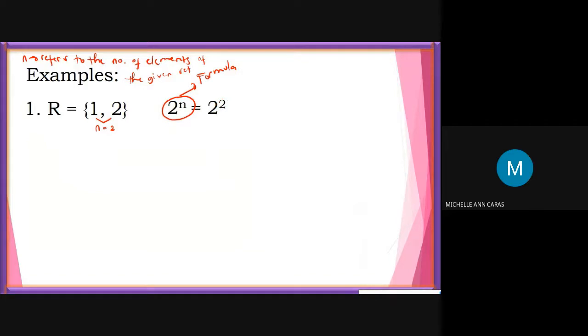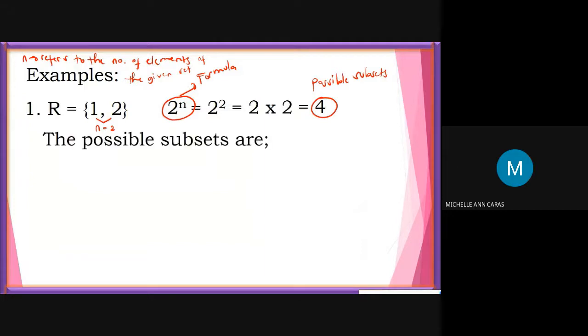Okay, so what does 2 raised to the power of 2 mean? It simply means we multiply 2 by itself. So 2 times 2 is equal to 4. This means, class, we have 4 possible subsets. R has 4 possible subsets.